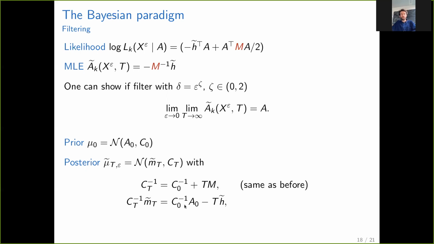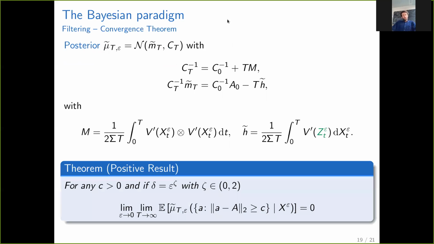So here we would have had H before, and here we have H tilde, which is given by the same expression as before, but instead of H, we have H tilde. So the posterior is given by this expression. The precision matrix is given by this. The mean is given by this implicit expression, and we recall M to be given by this matrix here, and H tilde to be given by this vector here.